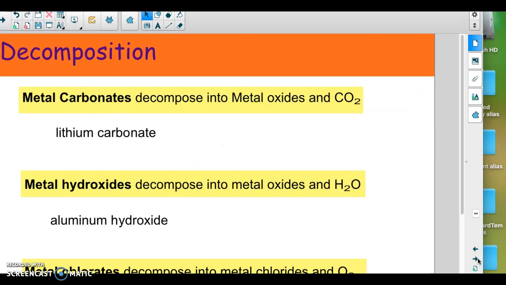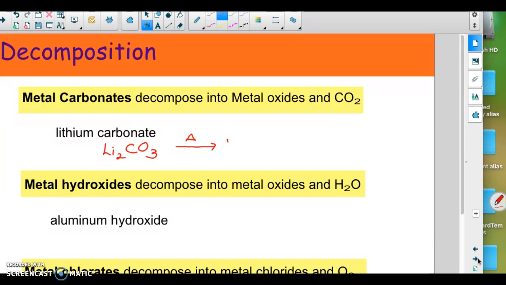There are also many more types of decomposition reactions. One of them that we saw in the lab that we did is a metal carbonate will decompose into a metal oxide and carbon dioxide. Remember, we tested that by taking a wood splint, and the wood splint went out because it was in the presence of carbon dioxide. So an example, lithium carbonate will decompose. We'll put a little triangle here because you have to use heat for this to happen.